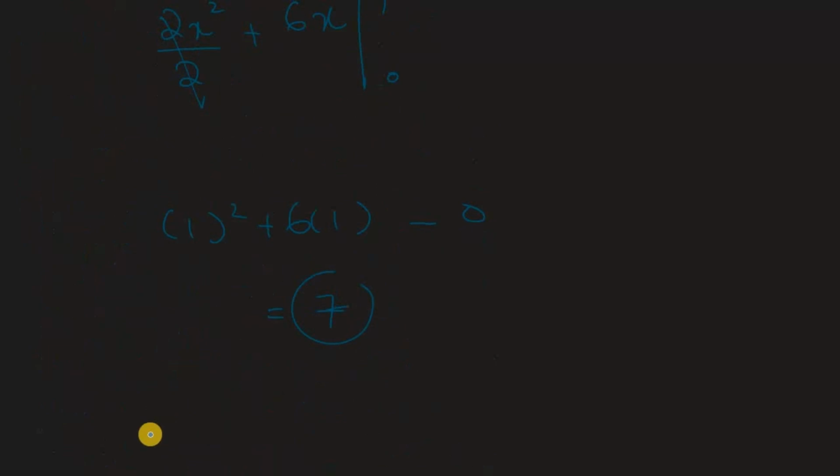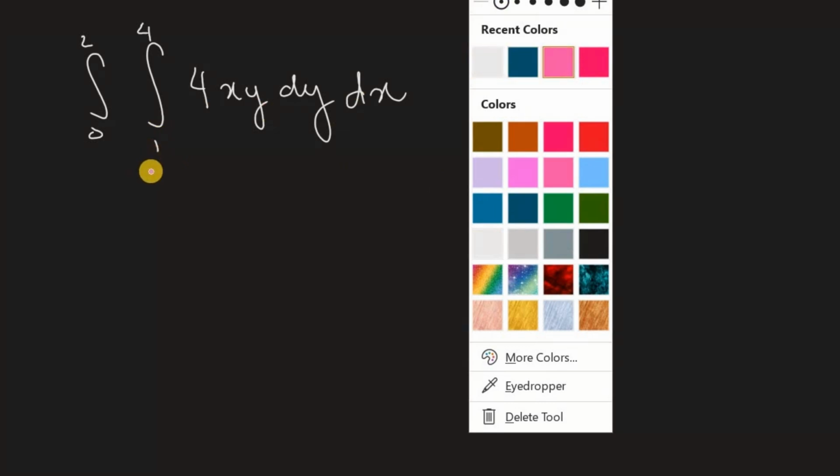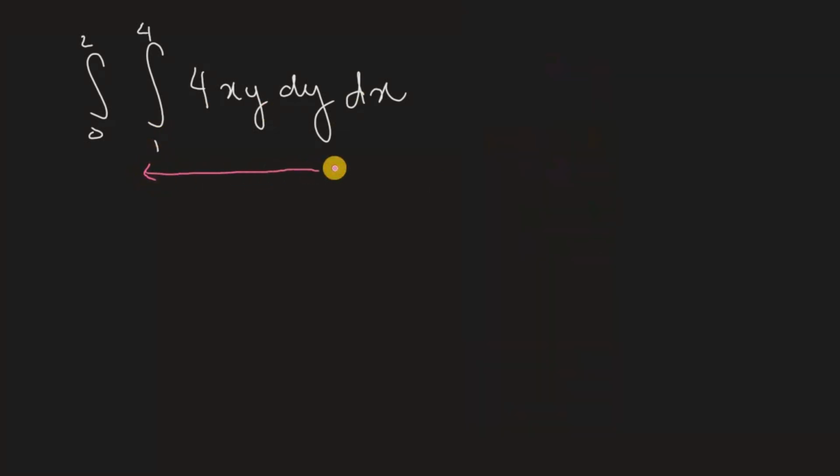Okay, let's solve the next problem. Alright, this is our second problem. Like I said before, first we're going to split the question into two parts. So this is one part and the dx is the next part. First we evaluate the inner function, the inner part. So this is the integral from 1 to 4 of xy dy.